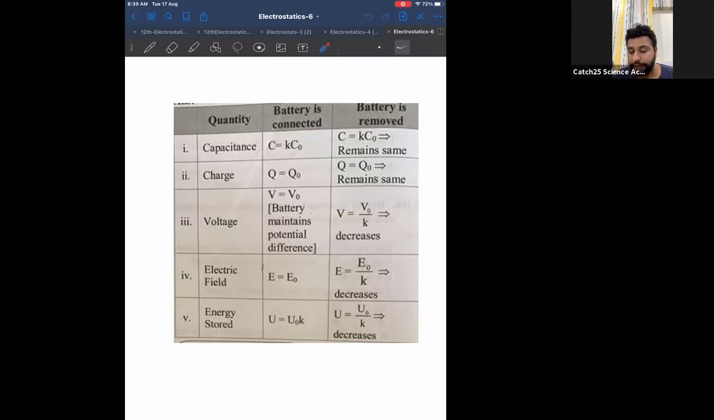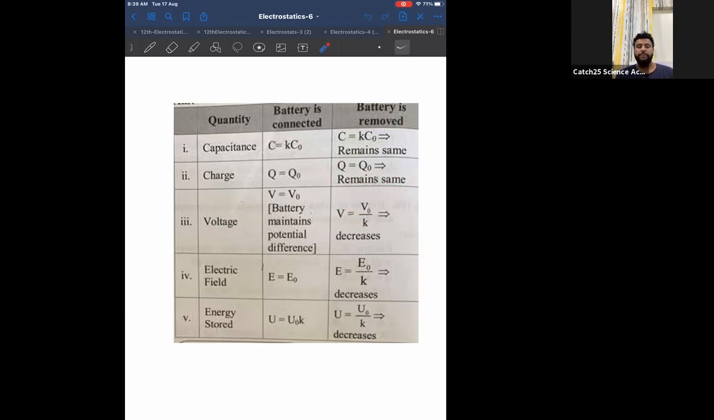But this table is important if you are going to do MCQs, because your 12th boards MCQs from the last 2 years, 2018, 2019, have come from this table itself. For example, what is the change in charge when a battery is removed? Answer is charge remains unchanged. What happens to the potential? Potential is V, that is voltage. It decreases by a factor of K.